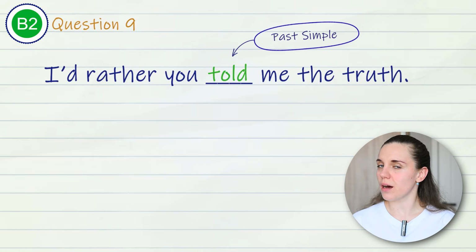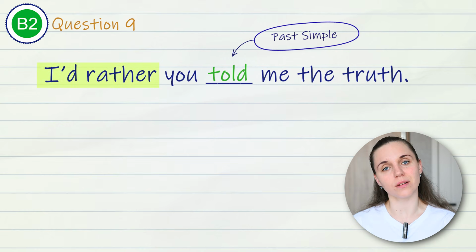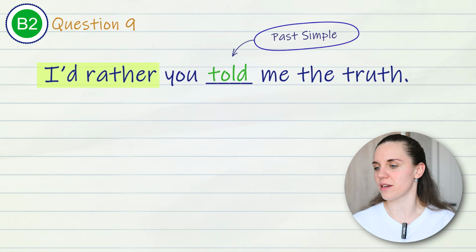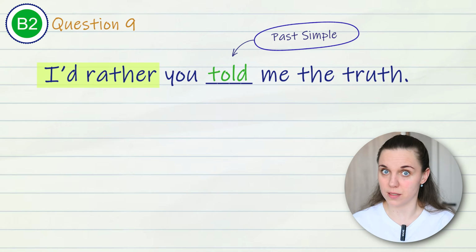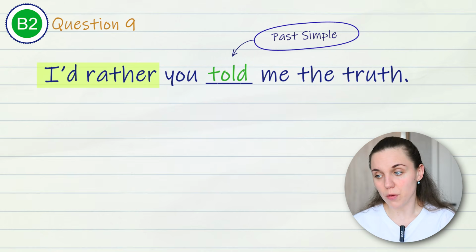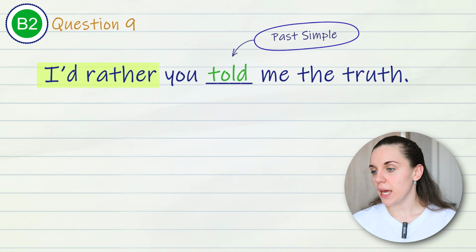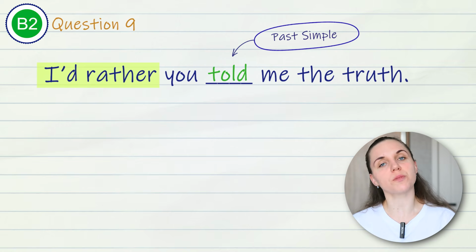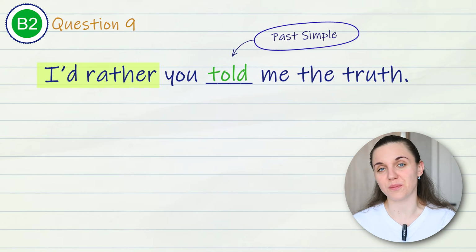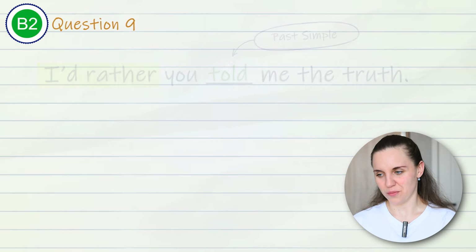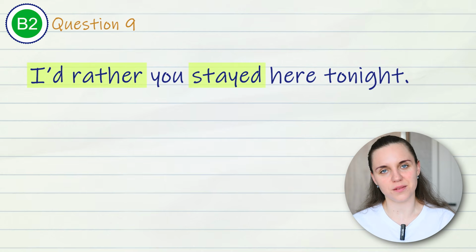Why? Well, after I'd rather, we use past simple to talk about the present or future preference. So, it's not about the past. Guys, be careful with this one. It's not about the past, even though the form is past simple. And it is a polite way to express what we want someone to do now or later. Another example. I'd rather you stayed here tonight.